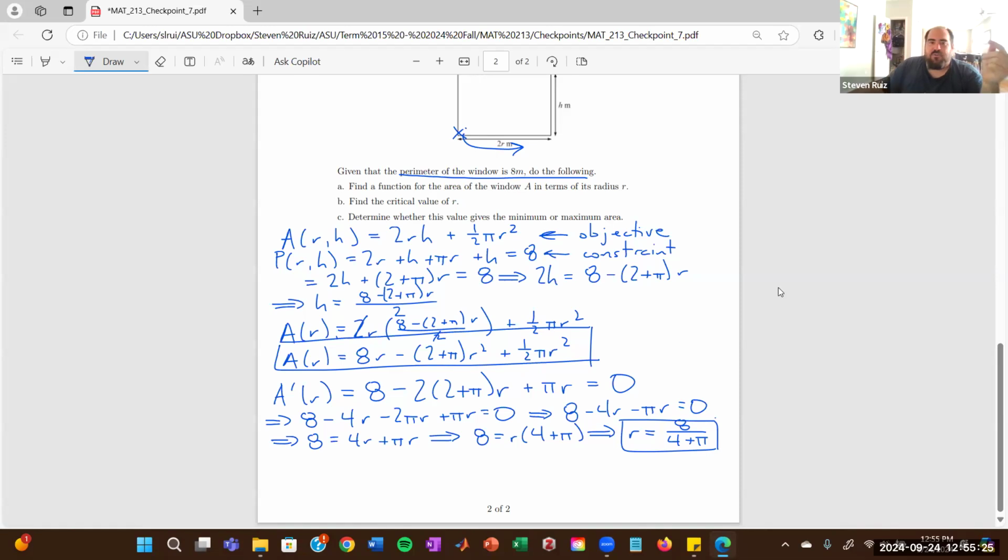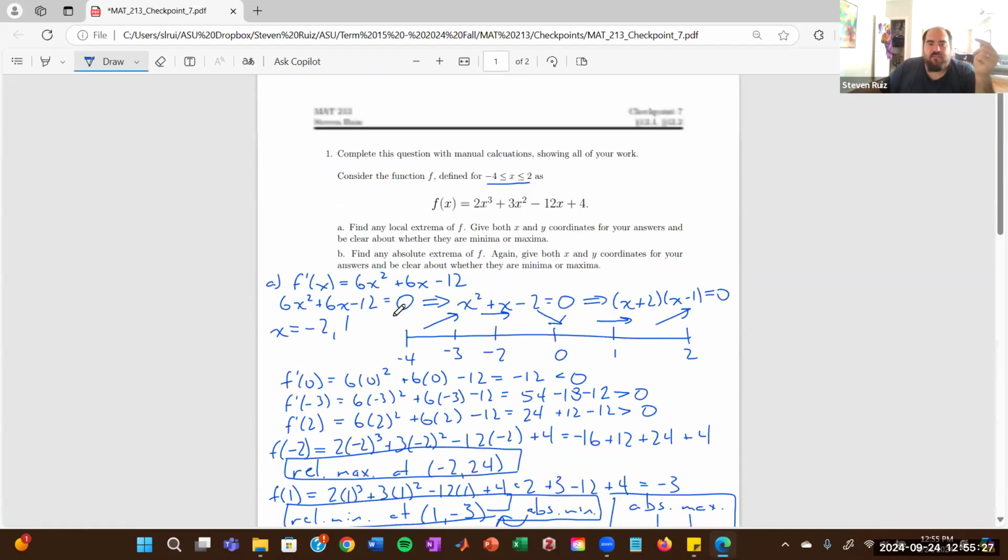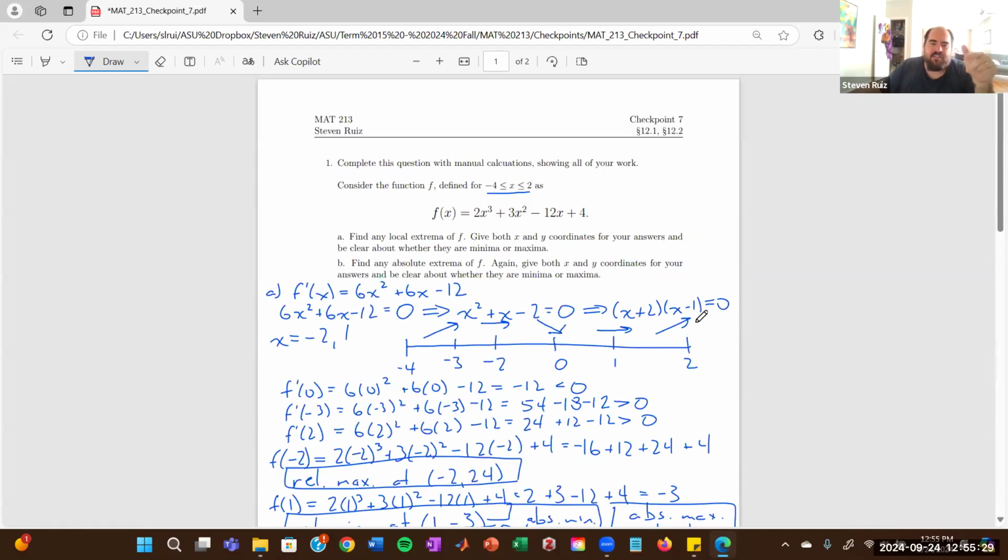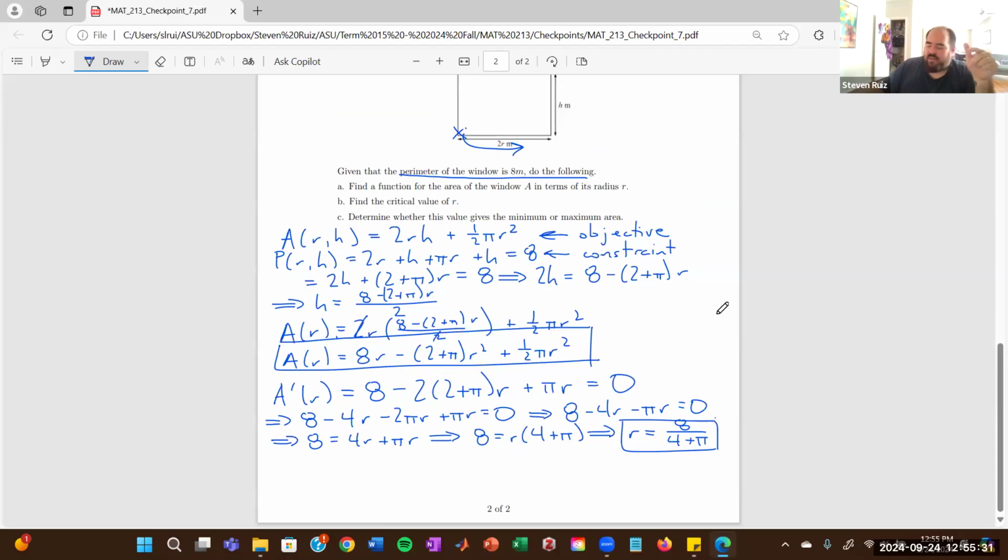So we could do something like this chart, and that's totally fine. But since I've already done that once, I want to show you another way to find that. We have a critical point. We can also do the second derivative test. So to do that, I'm going to take the second derivative of A, or the first derivative of A prime.